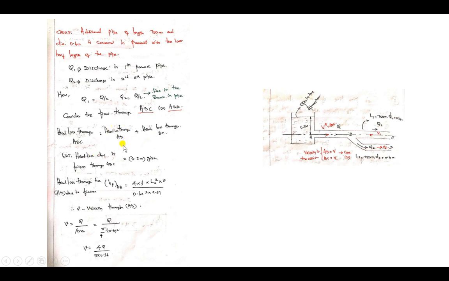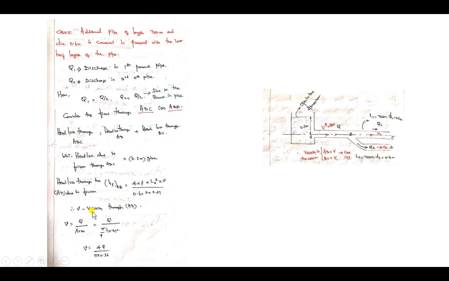So the head loss through AB due to friction is H of AB equals 4 F L V square by 2 G D. This L is the length of pipe AB, V is the velocity in AB, and D is the diameter of AB. So V is the velocity through AB. We are not denoting any star here.